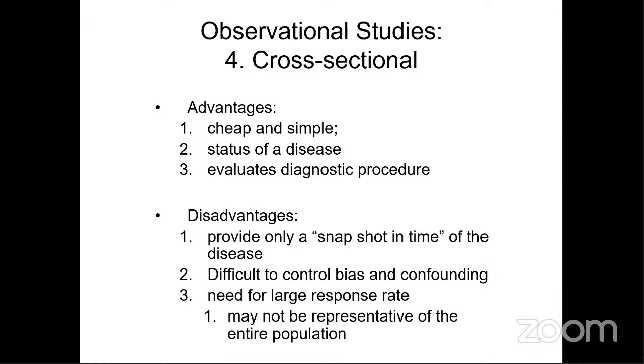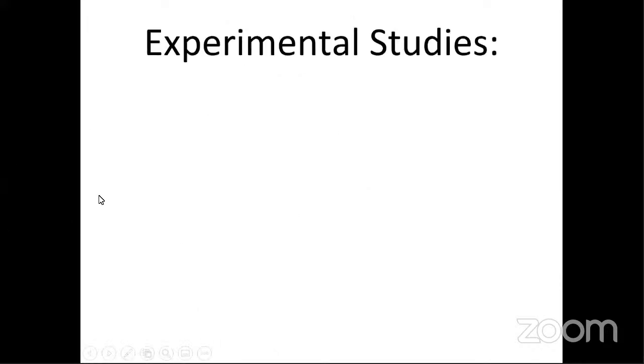It only provides a snapshot, so that's a disadvantage. It's difficult to control bias and confounding, and you need a large response rate for it to be significant because it may not be representative of the entire population. However, as you know with your theories of sampling, especially if you have a large population, looking at the whole population is not feasible as well. Okay. So we're done with descriptives. If it's descriptive, you would only choose from case series, case report, case control, cohort, and cross-sectional.